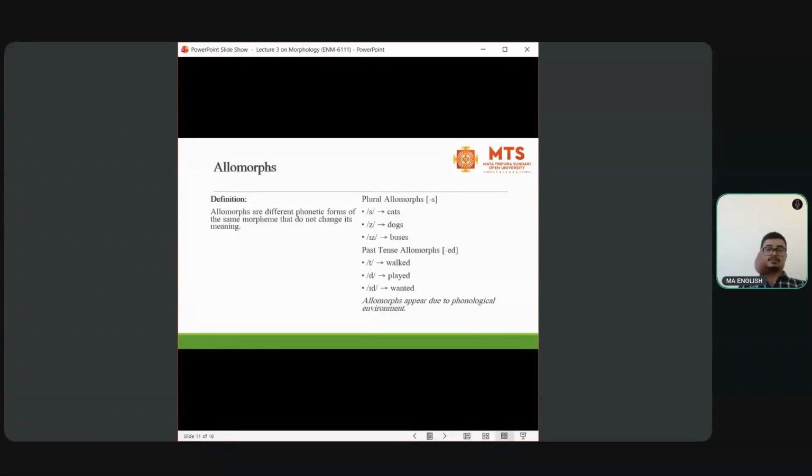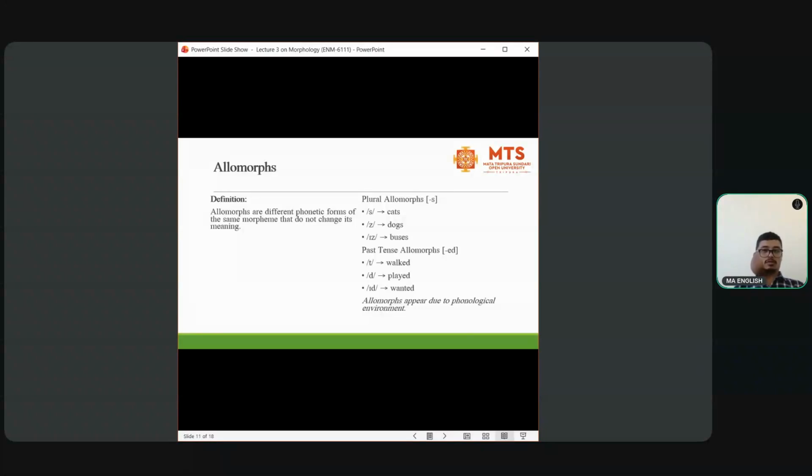So now, another example of allomorphs is the past tense marker, right? The same thing applies here. See here, I have given three examples again, just like the plural marker allomorphs.